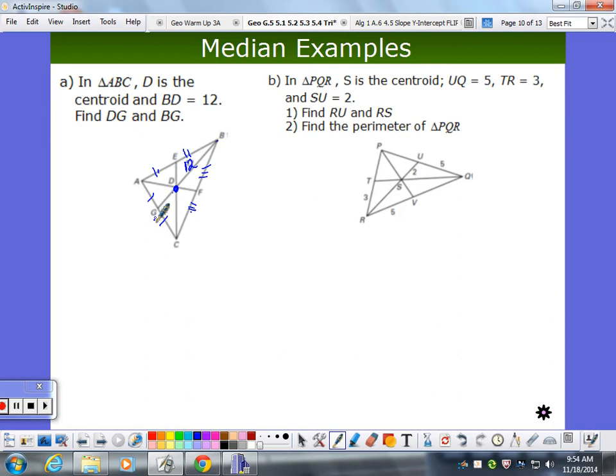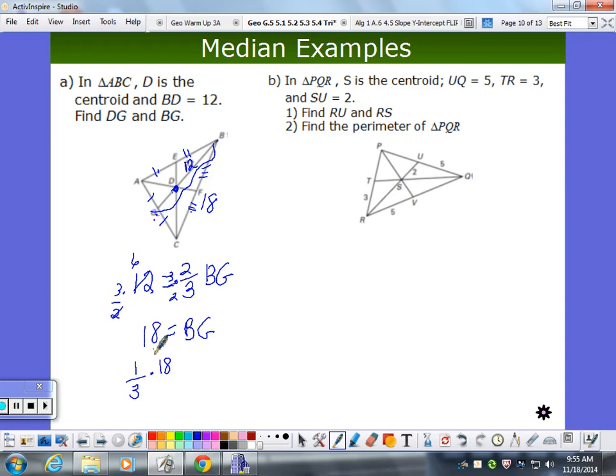There's many ways to think about it. One way is to say, I know 12 equals 2/3 of the whole thing. So, saying it out loud, 12 is 2/3 of the whole thing. So I can solve this by multiplying both sides by the reciprocal, right? So I'm getting 18 is BG. So the whole thing is 18. And this small piece is 1/3 of the whole thing. Whole thing is 18, so this would be 6. Yes?